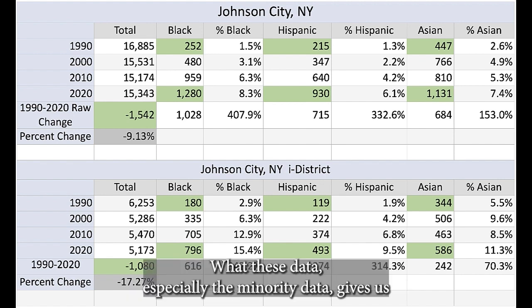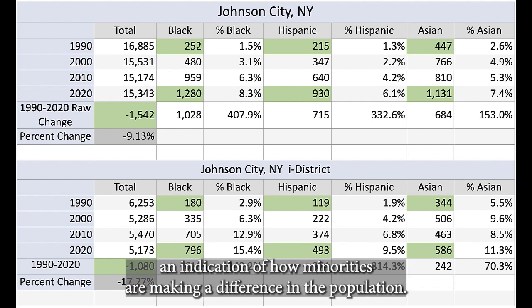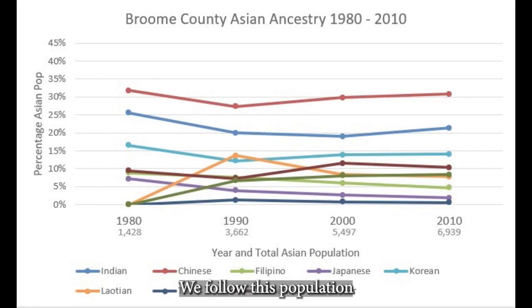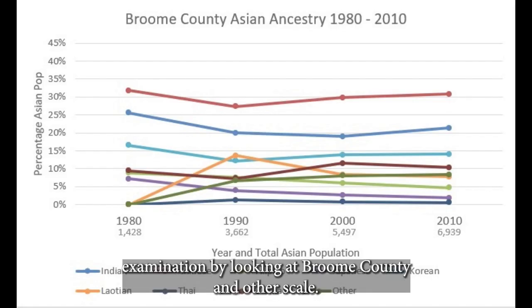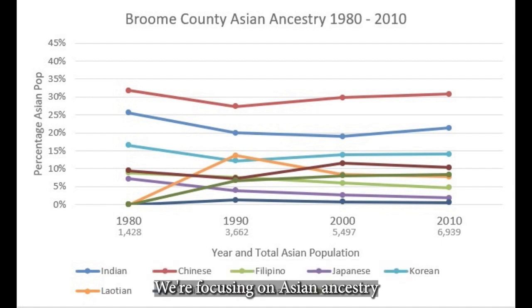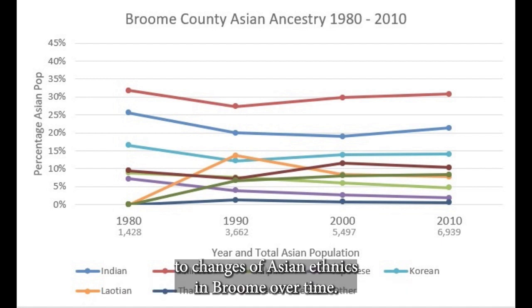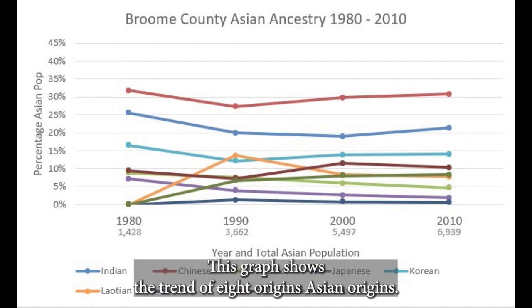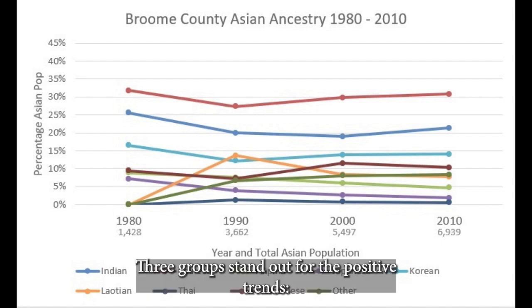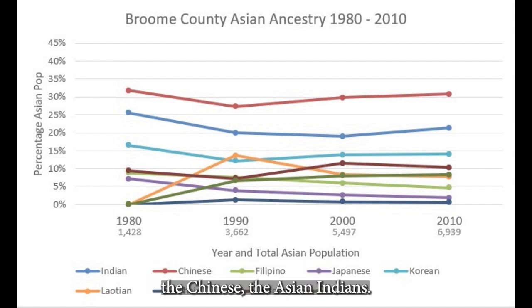What these data, especially the minority data, give us is an indication of how minorities are making a difference in the population. We follow this population examination by looking at Broome County and other scales. We're focusing on Asian ancestry between 1980 and 2010. The periodic census data provides insights into changes of Asian ethnics in Broome over time. This graph shows the trend of 8 Asian origins. 3 groups stand out for the positive trends: the Chinese, the Asian Indians, and the Koreans.